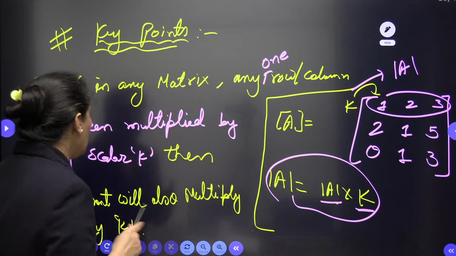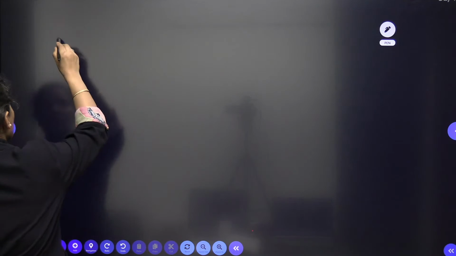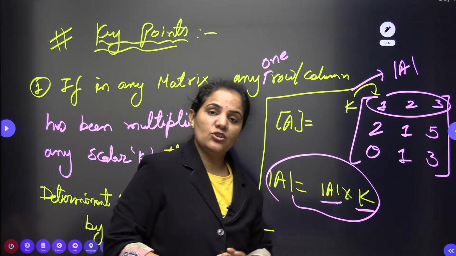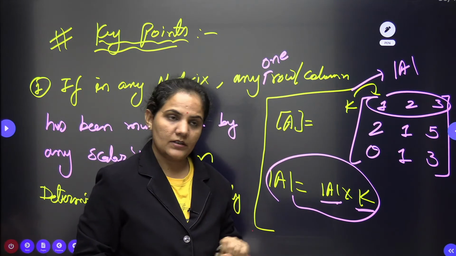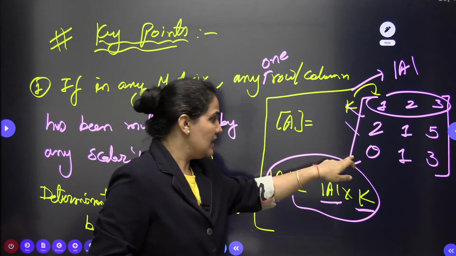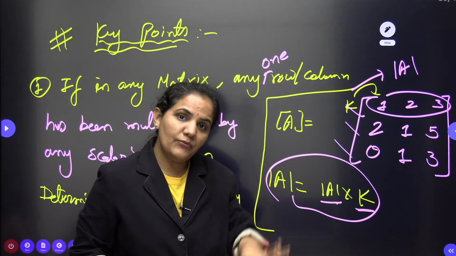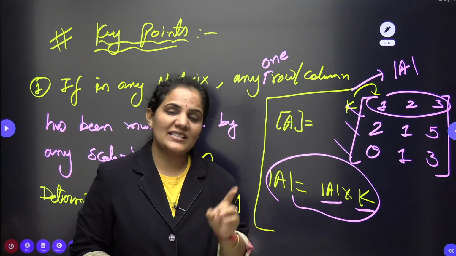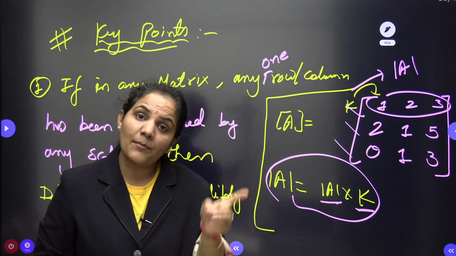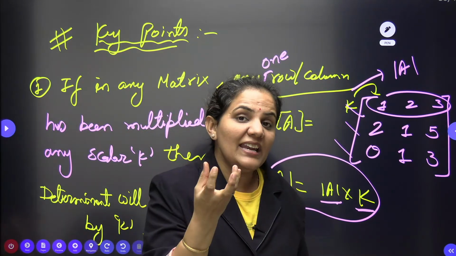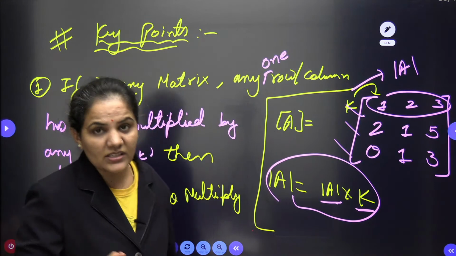Clear? Suppose now every row of this matrix is multiplied with that scalar. Suppose I multiply the first row with k, the second row also with k, the third row also with k. So if every row or every column of this matrix is multiplied by any scalar k, then your determinant will be multiplied by k power n, where n is the order of the matrix. This is very important.